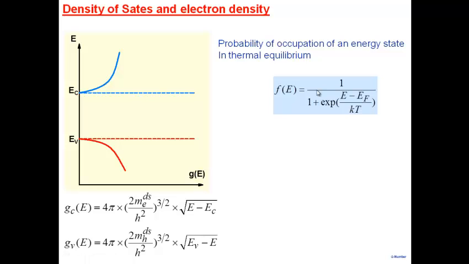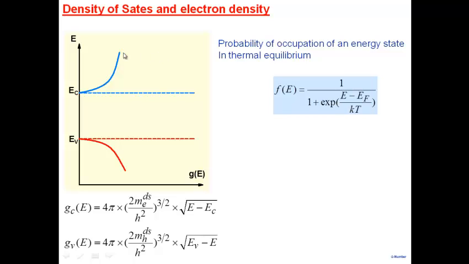But the important point to remember is that it tells us the probability of occupation of any energy state E. If you know a parameter called EF, which is the Fermi level, then for any state E that you take in your system, you know the probability of occupation. But the big question is, what is EF? Where is EF? We'll see how to calculate that.